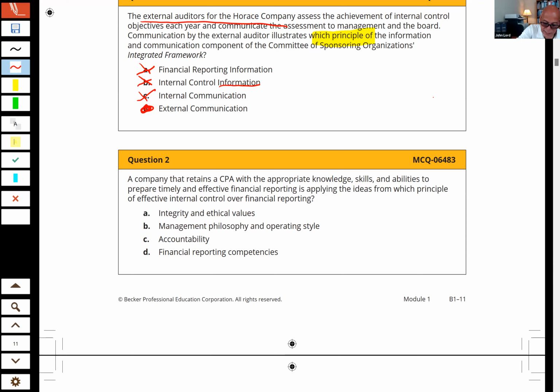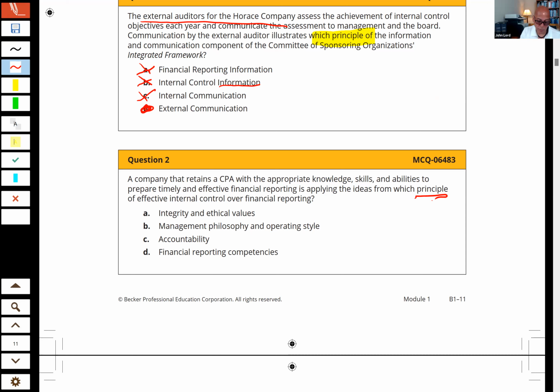A company that retains a CPA with appropriate knowledge, skills, and abilities to prepare timely and effective financial reports, applying the idea from which principle of effective internal control of financial reporting. Now, we know that we're looking for a principle, and what's somewhat interesting about this question is that all of these principles fall under the control environment component.